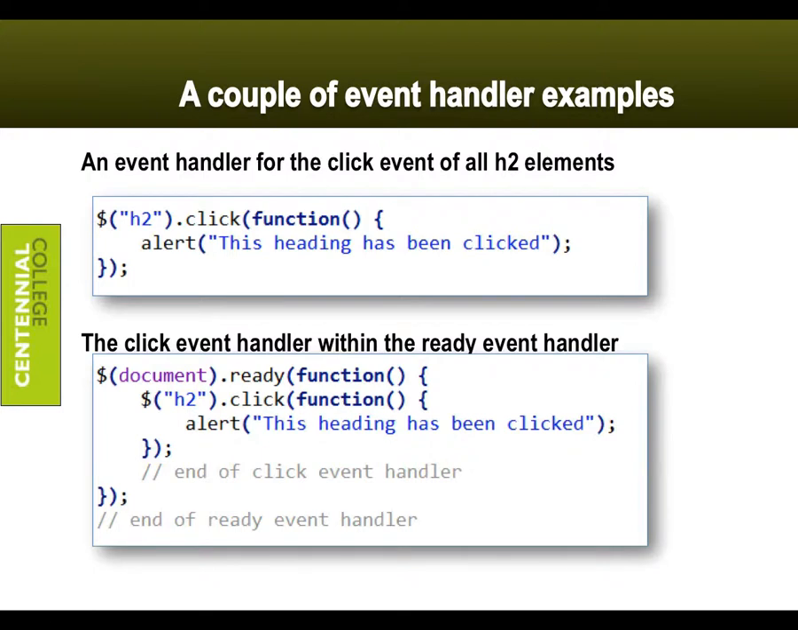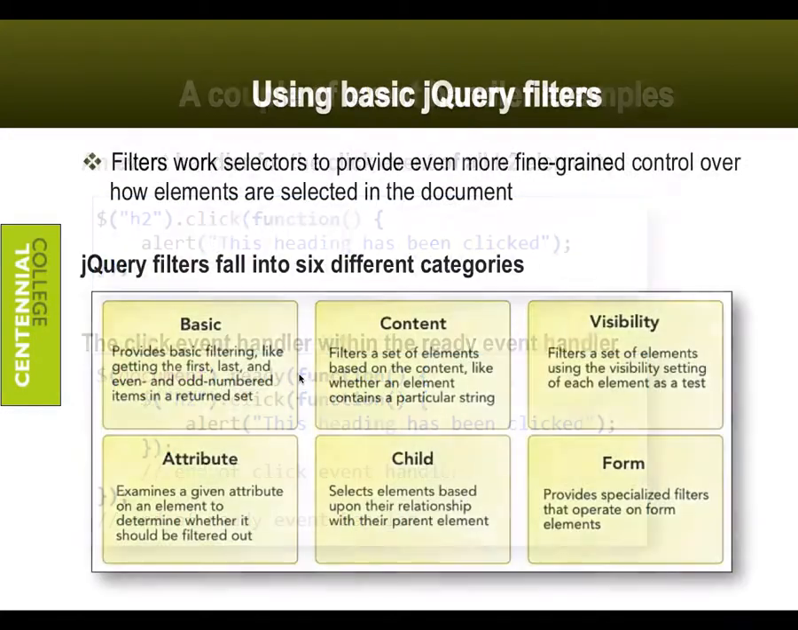Here's some other ones. I've got an H2 tag, my headline, and I want to click on the headline for some reason. Well, here's my anonymous callback function inside of here that I can make an alert. And here's where I would do both. I'm waiting for my document to be ready, and when it is, then listen for my click of my H2 tag. You don't need to do this if you do the onload in the body tag.